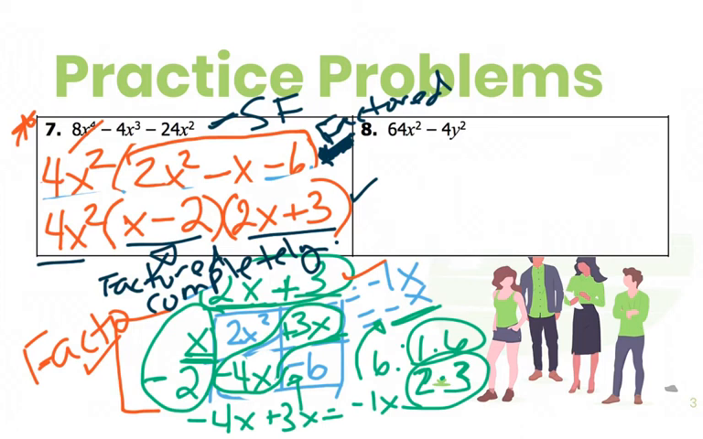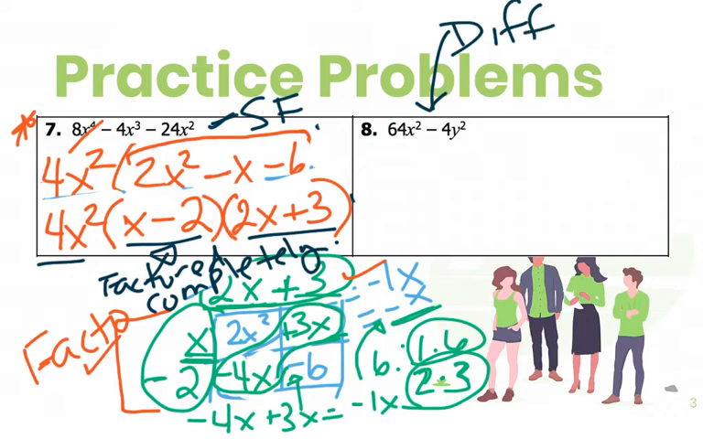All right, so let's look at number 8. And let me just erase this. Okay, I don't think that this one will take as much room. All right, so we're over here. I see a difference. I see a subtraction. And I actually see a perfect squared term here and a perfect squared term here. So this is a difference of two squares problem.